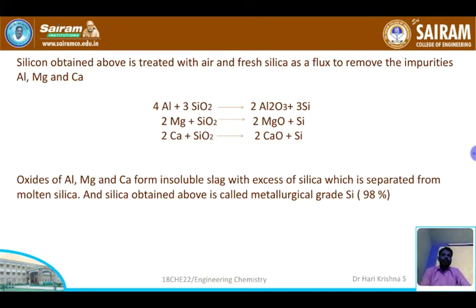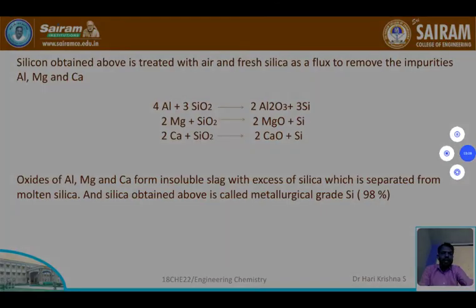The silicon thus obtained may contain aluminium, magnesium or calcium. If it contains aluminium, it is removed as alumina, Al2O3. If it contains magnesium, it is removed as magnesium oxide. If it contains calcium, it is removed as calcium oxide. Next, all this is separated, and the silicon obtained is called metallurgical grade silicon, and it is 98% pure.